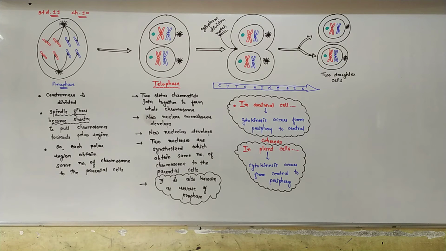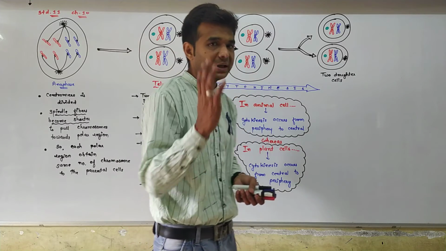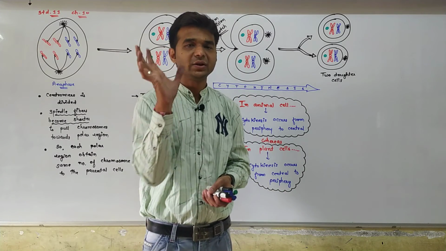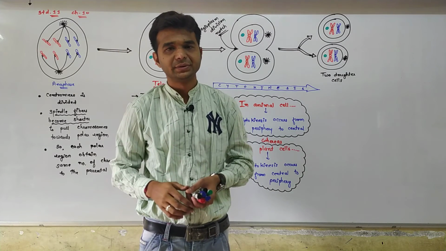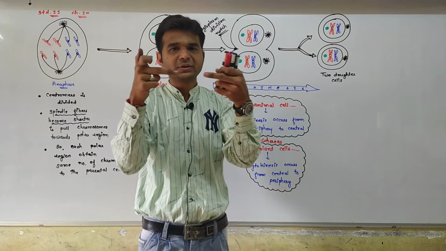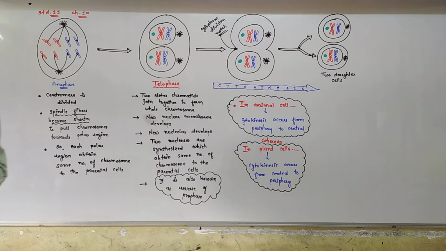But here you remember, in plant cells the cytokinesis occurs from periphery to central. Here I have drawn the centriole, so it is very easy to understand that this is about the animal cell. So in animal cells, cytokinesis occurs from periphery to central, whereas in plant cells cytokinesis occurs from the central to the periphery region. So this is about cytokinesis.